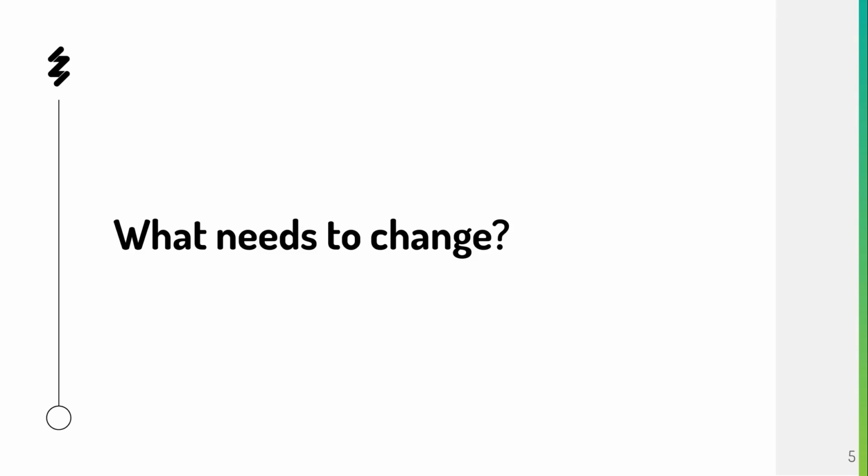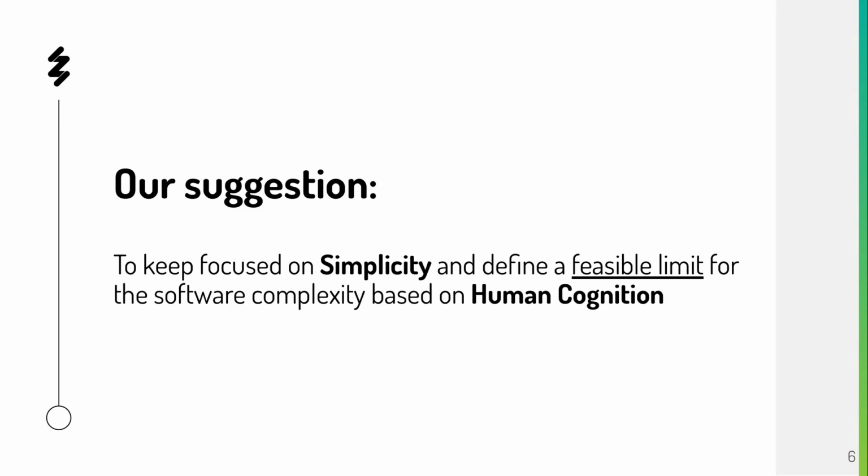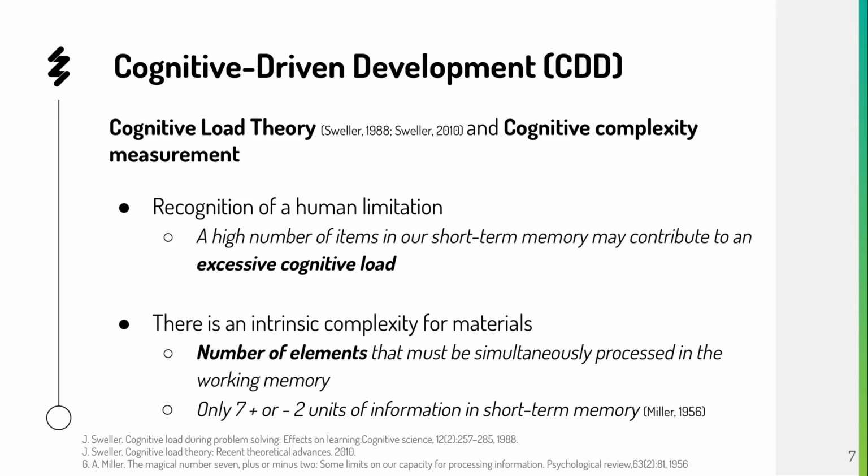Several practices are widely adopted in the industry to make the software design more understandable, flexible, and maintainable, but elements with low cohesion and inefficient separation of responsibilities continue being produced and reside in the final releases. So we have a suggestion to keep simplicity and at the same time define a feasible limit for the software complexity based on human cognition. Based on this idea, we formulated the cognitive-driven development principles, taking into account cognitive load theory and cognitive complexity measurement.